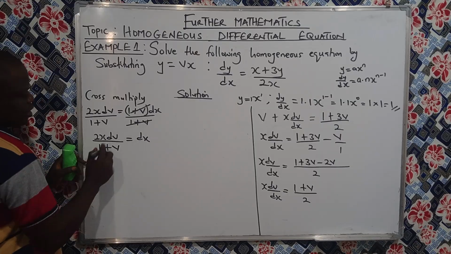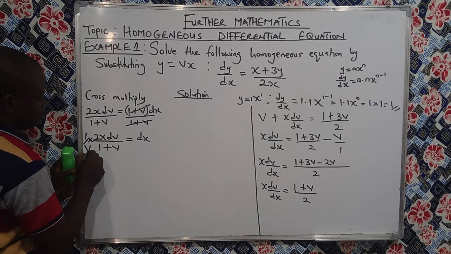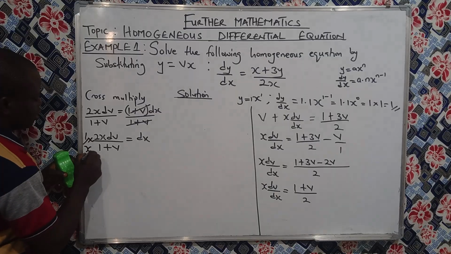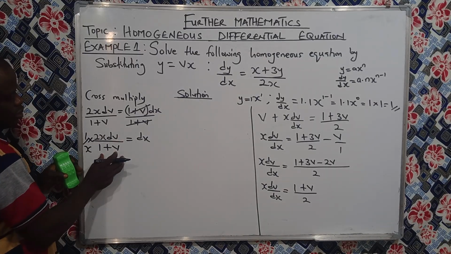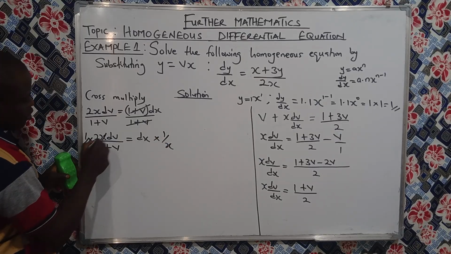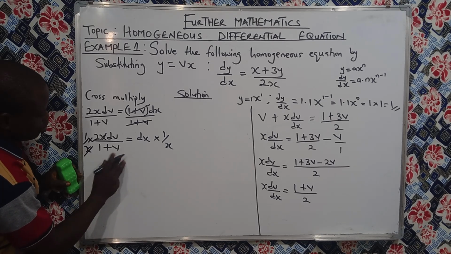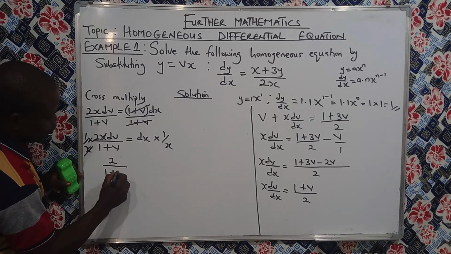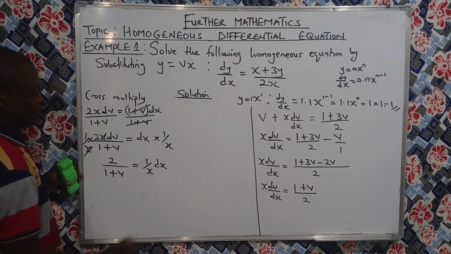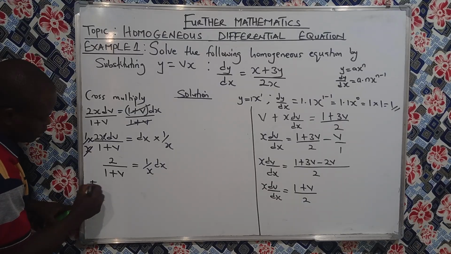Now I want to take x to the other side, so I multiply both sides by 1 over x, so that's 1 over x times the expression here. You do the same thing to the other side, that's 1 over x. The x will cancel this x out. You are left with 2 over 1 plus v equals 1 over x dx. Okay, now you integrate both sides.